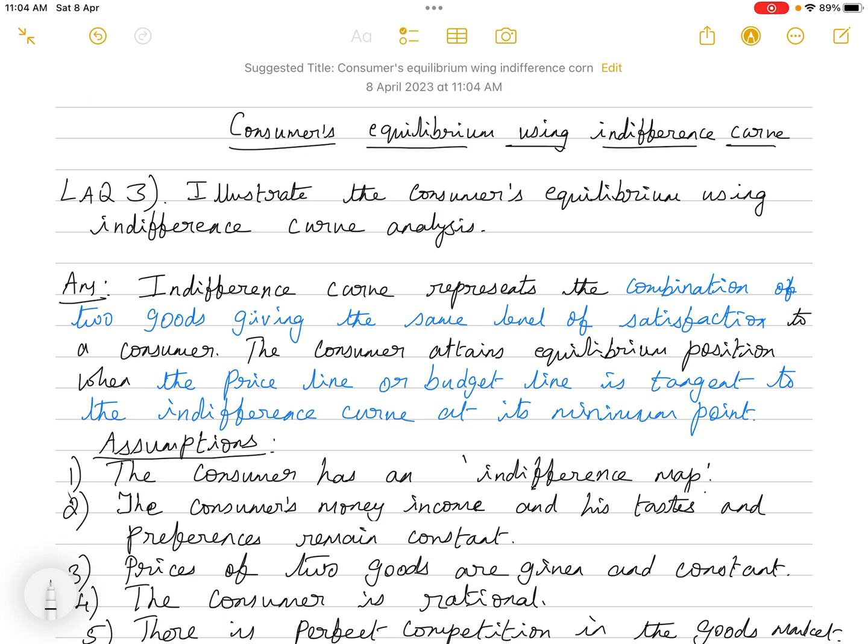I have already explained 3 LAQs from unit 2. Out of these 3 questions, you will definitely get 1 LAQ. Hope you have understood the answer.